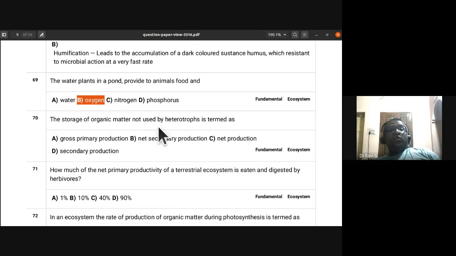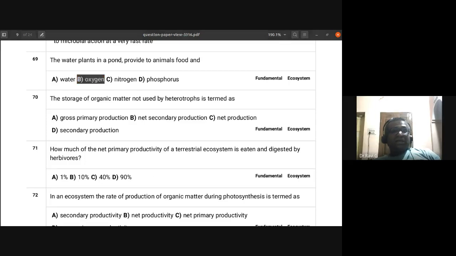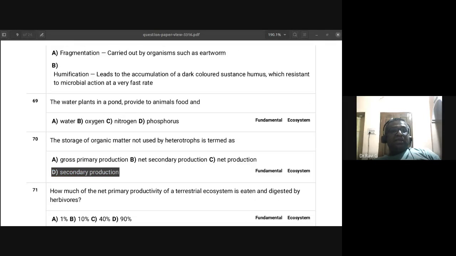70th, the storage of organic matter not used by heterotrophs is termed as. So D is the answer. Secondary production, we call it as. The term for organic matter not used by heterotrophs is called secondary production.